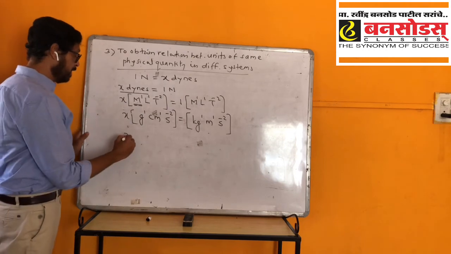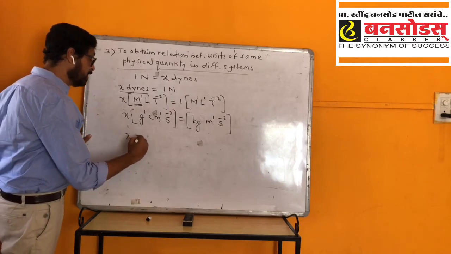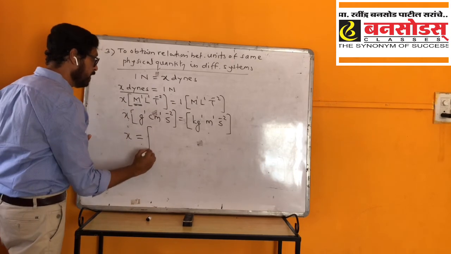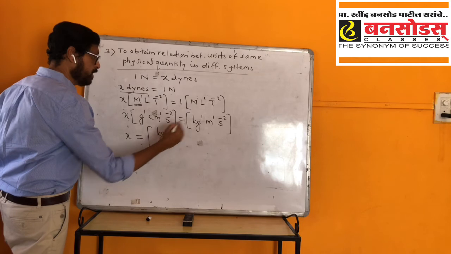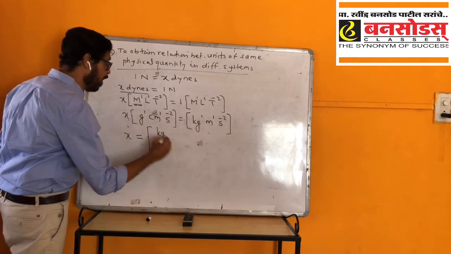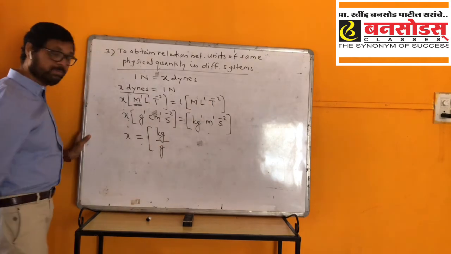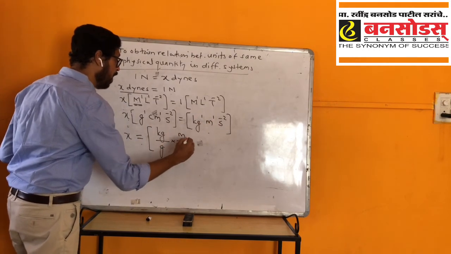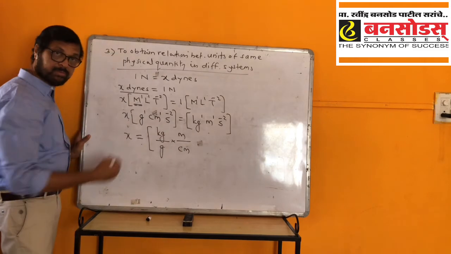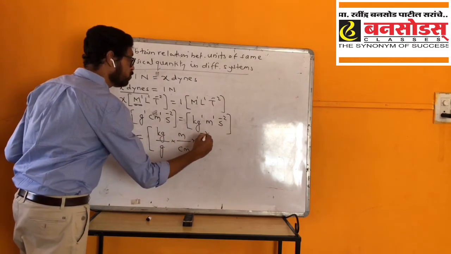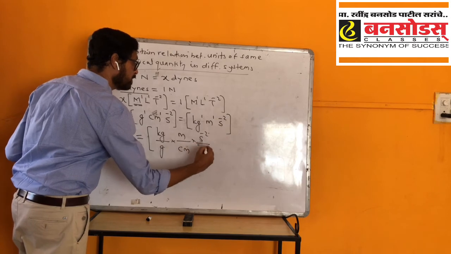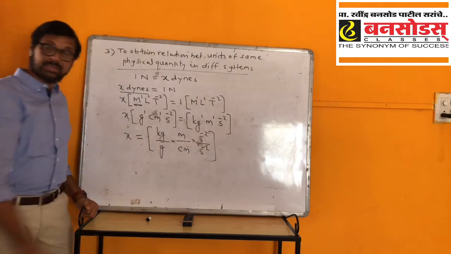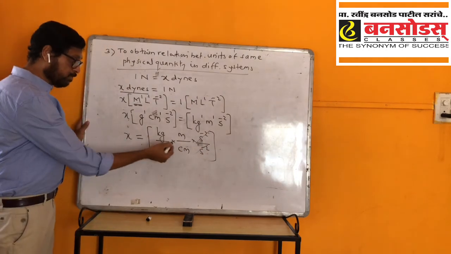Then you have to find the value of x. So x will be equal to, into bracket, kg raised to 1 means kg upon g raised to 1 means g, into m raised to 1 means m upon centimeter, into s raised to minus 2 upon s raised to minus 2, so that this gets cancelled. So x is equal to this.